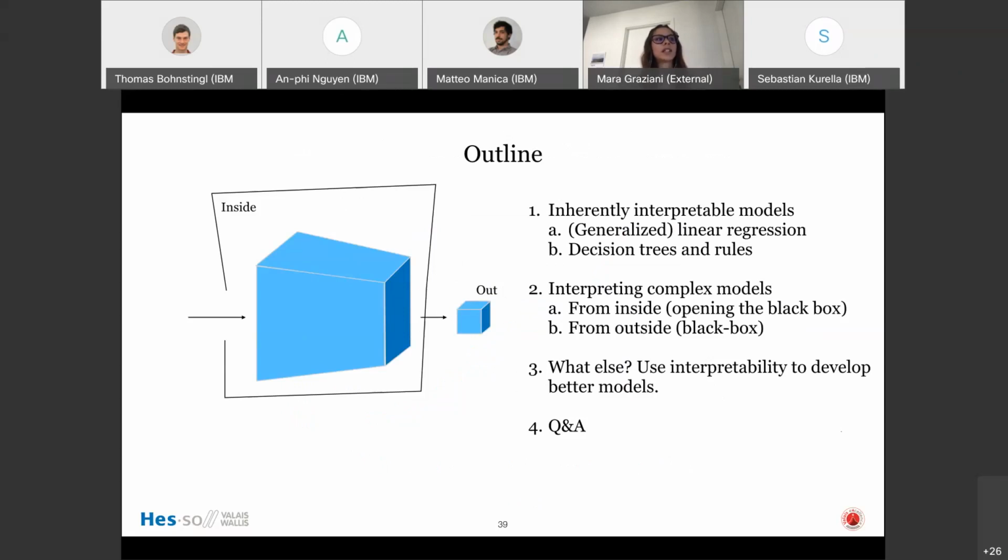This is our outline. We will first have a quick look at inherently interpretable models. Then we will see how to interpret convolutional neural networks, and we will look at it from two sides. That is why this talk is called Inside Out, Interpretability Inside Out. We will first open the black box and look at internal activations, channels, and filters. So we will look at the inside of the network.